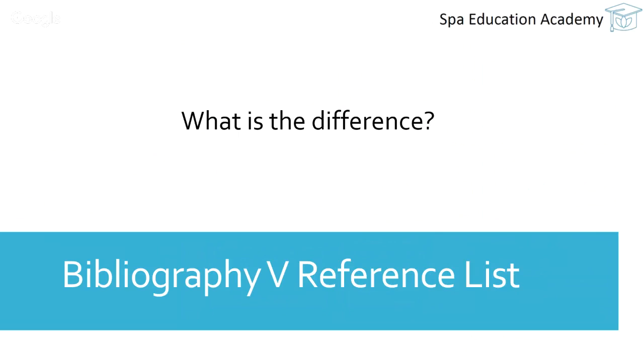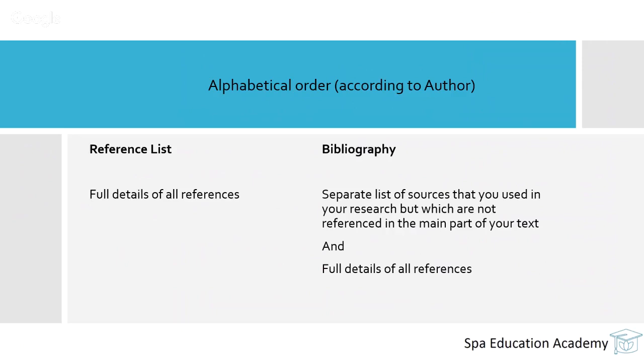So I've asked you to provide a reference list at the end of your assignment, but you may be more familiar with the bibliography. So what's the difference between a bibliography and a reference list? Well, a reference list gives the full details of all of the references that you have cited in your work, whereas a bibliography is a list of sources that you used in your research, but did not reference, and full details of all the references.